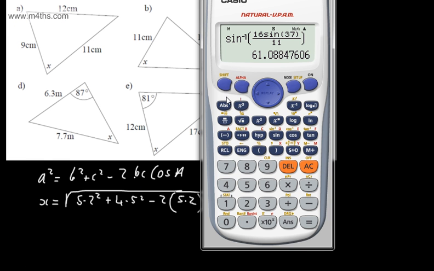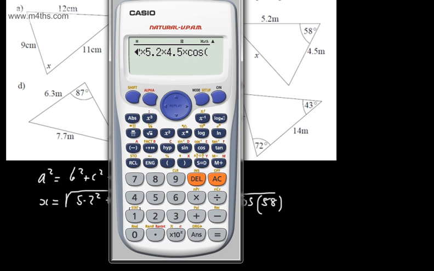So what we'll have then is the square root of 5.2 squared plus 4.5 squared. Then we'll have minus, and we can write this as 2 times 5.2 times 4.5 times the cosine of the angle that we've got, in degrees, as 58 degrees. So if we go ahead and do that, let's bracket all of that off. We end up now with 4.74.